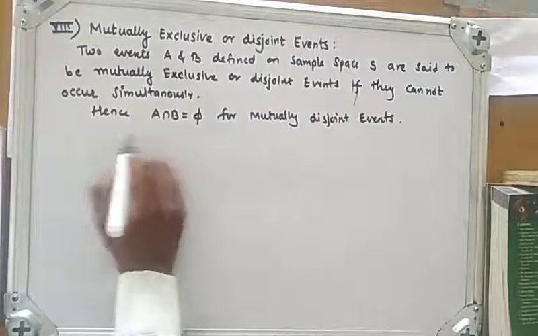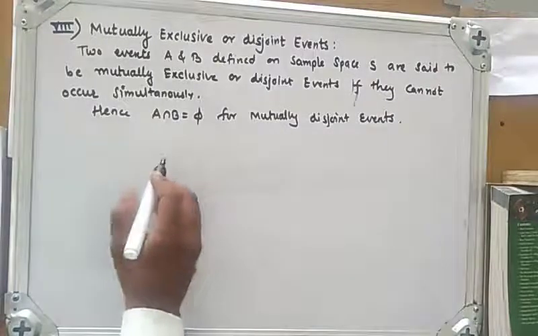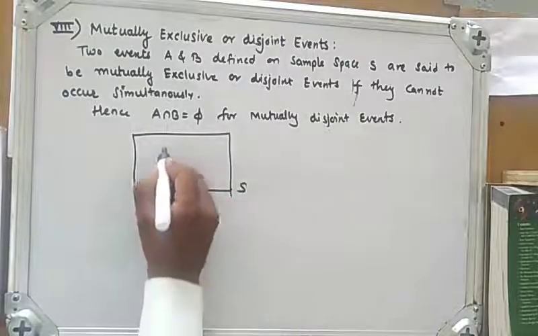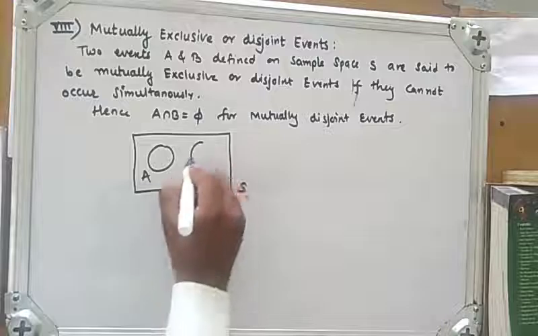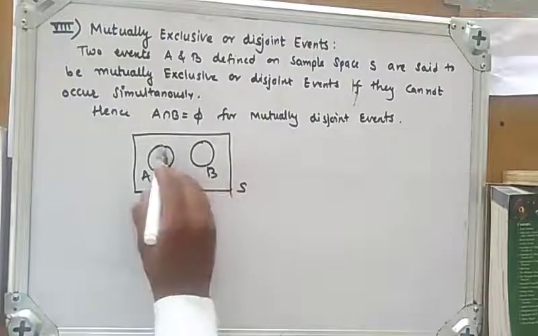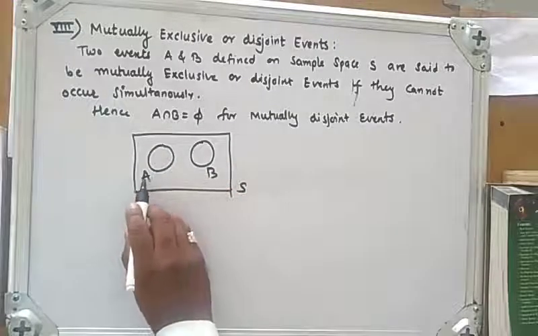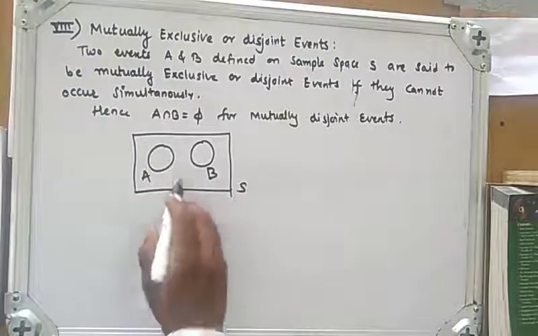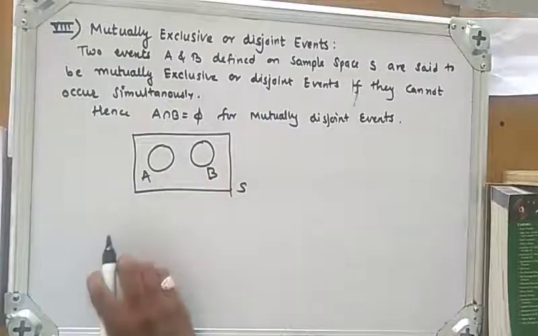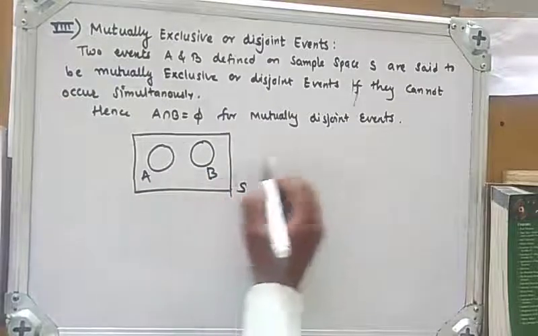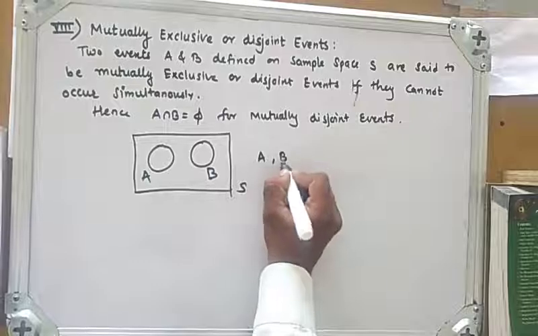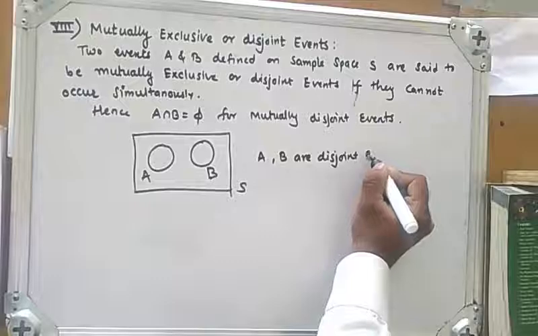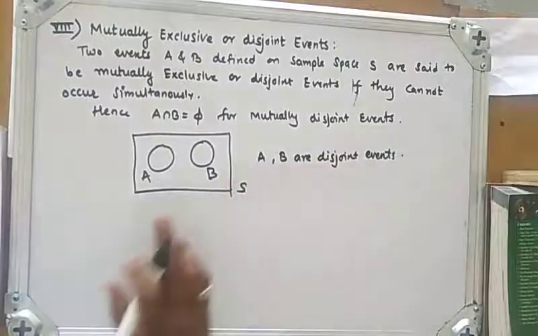For example, we will show it geometrically. Here this is the sample space, this is the first event A and this is another event B. Here the elements of event A and the elements of event B are totally different, meaning there is no common element, so their intersection will be empty. So A and B are disjoint events because their intersection is empty.